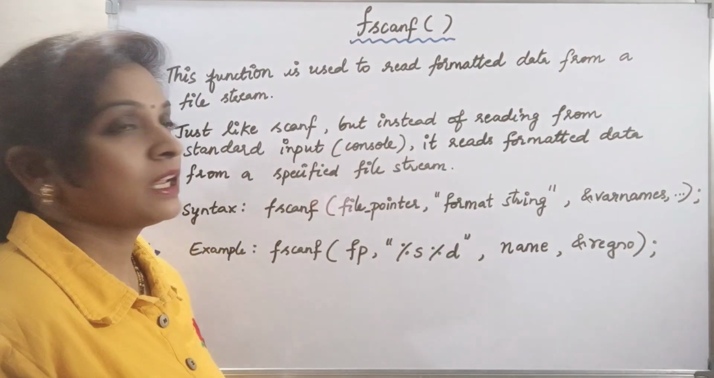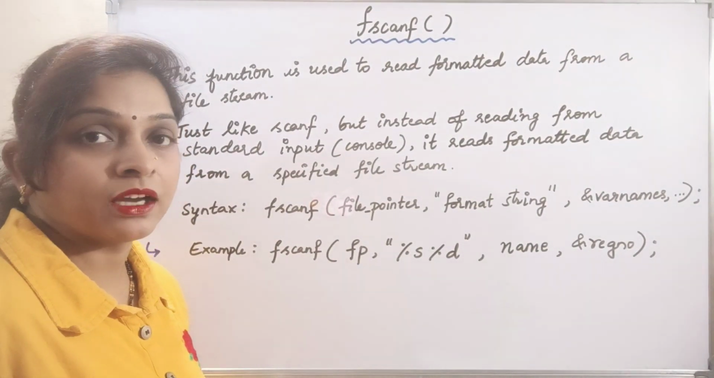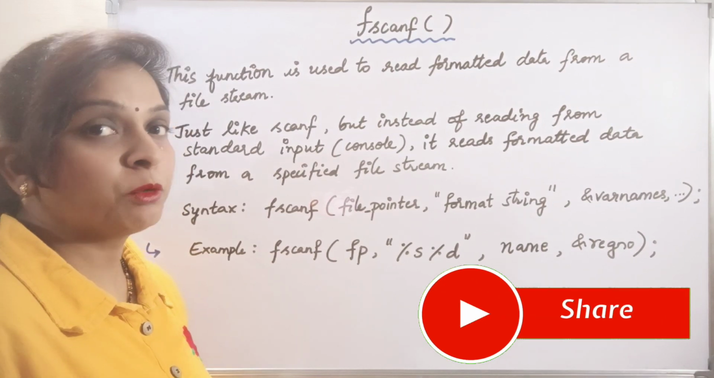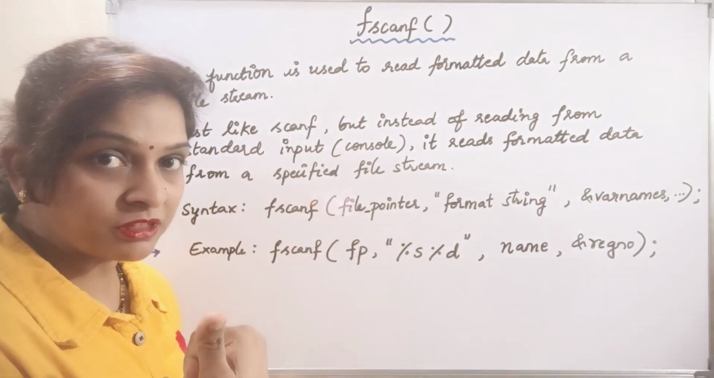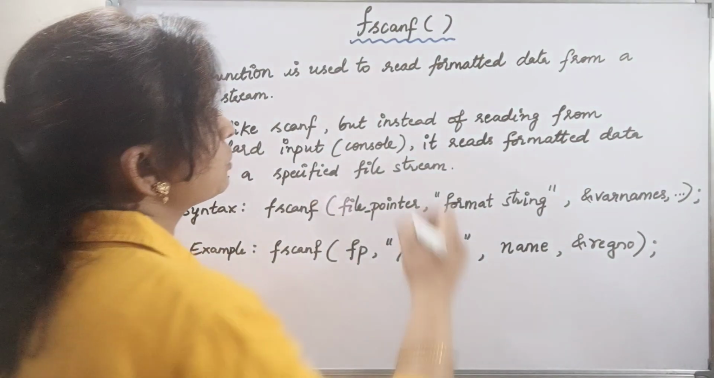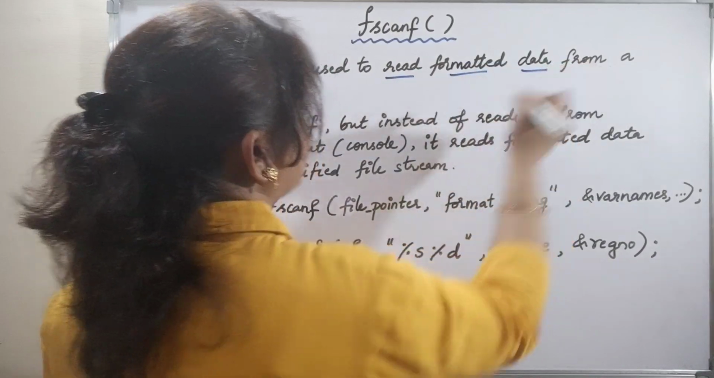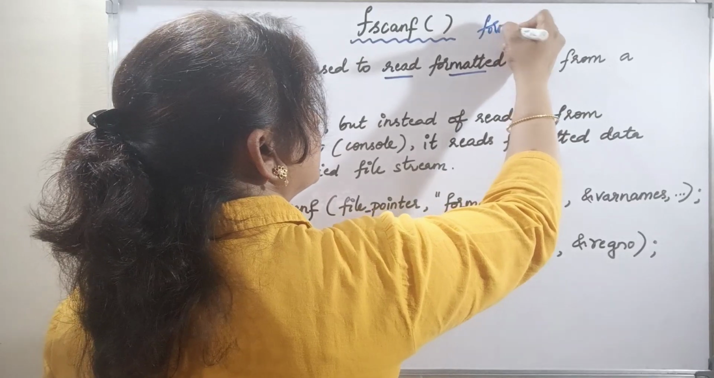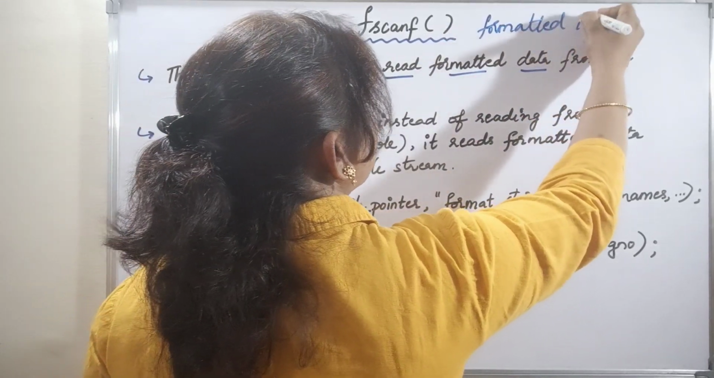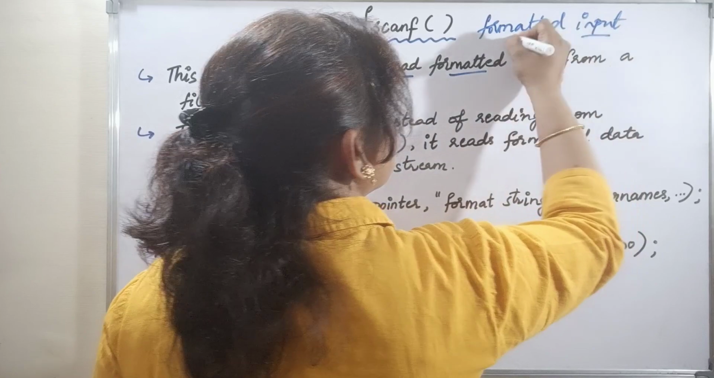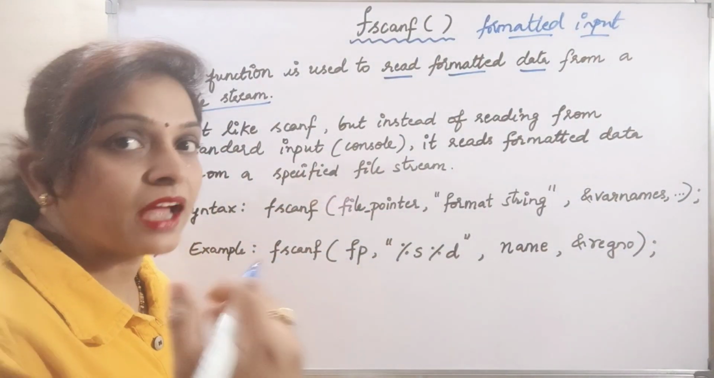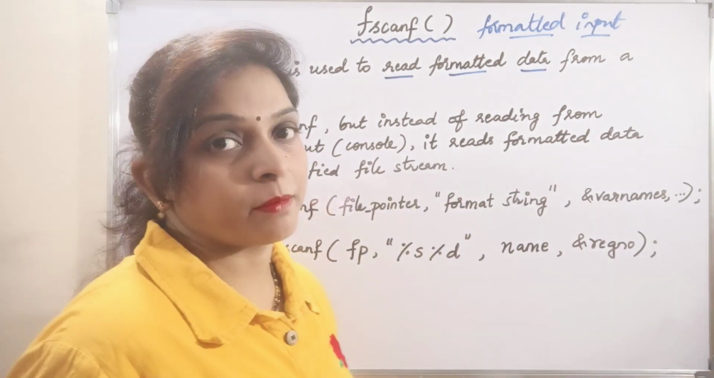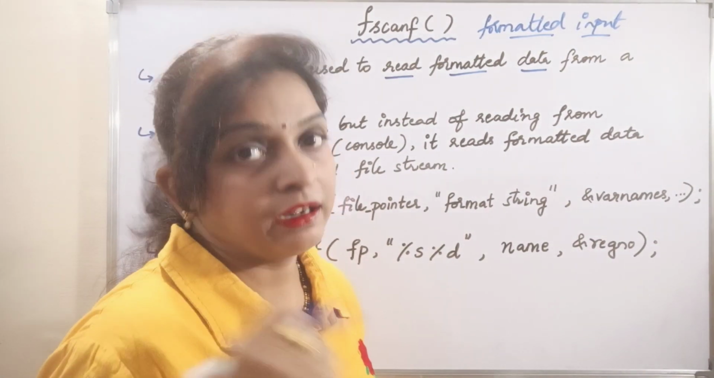fscanf. So the name itself tells you it is going to scan the data. F stands for formatted. So it is a formatted input function that is taking the input from the file. This function is used to read formatted data from the file stream, to scan the data from the file. Formatted represents any format of data, multiple types of data.